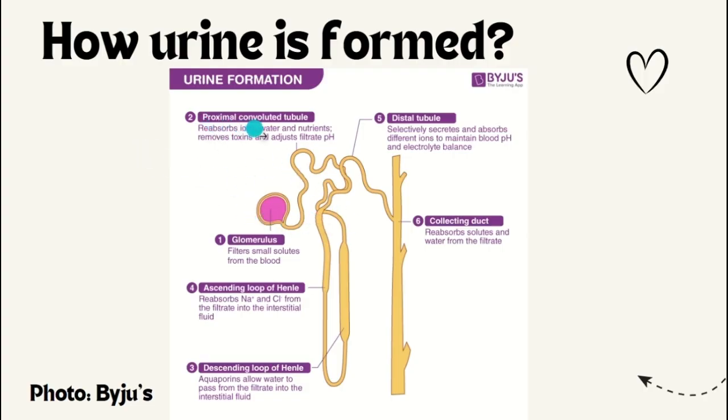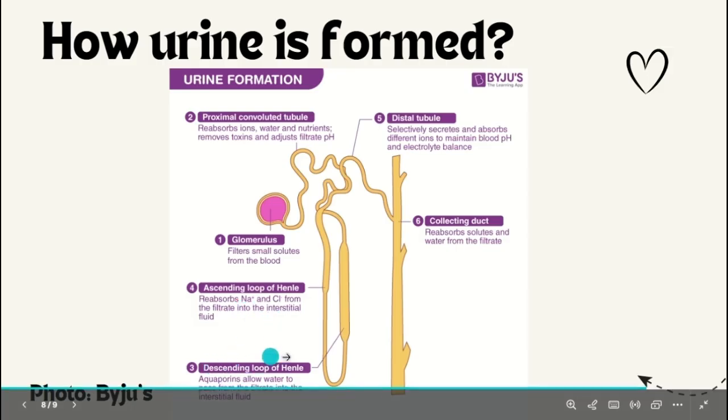And then the proximal convoluted tubule is going to reabsorb ions, water, and nutrients, and is basically going to remove toxins and adjust the filtrate pH, right? So it's going to filter first, then it's going to reabsorb ions. So it's basically a filtering process. Filter out the small solutes, then reabsorb the ions, water, and nutrients, remove the toxins, and adjust the filtrate pH. Then in 3, you have the descending loop of Henle.